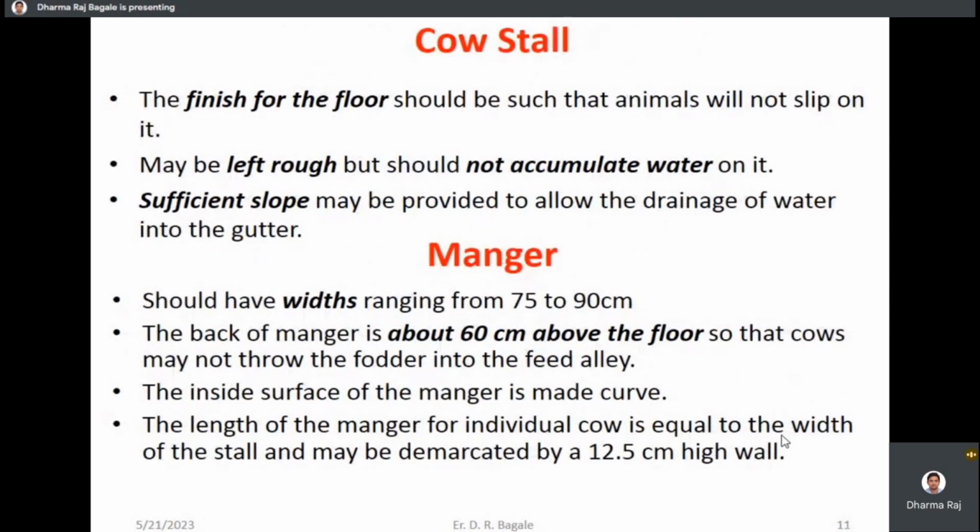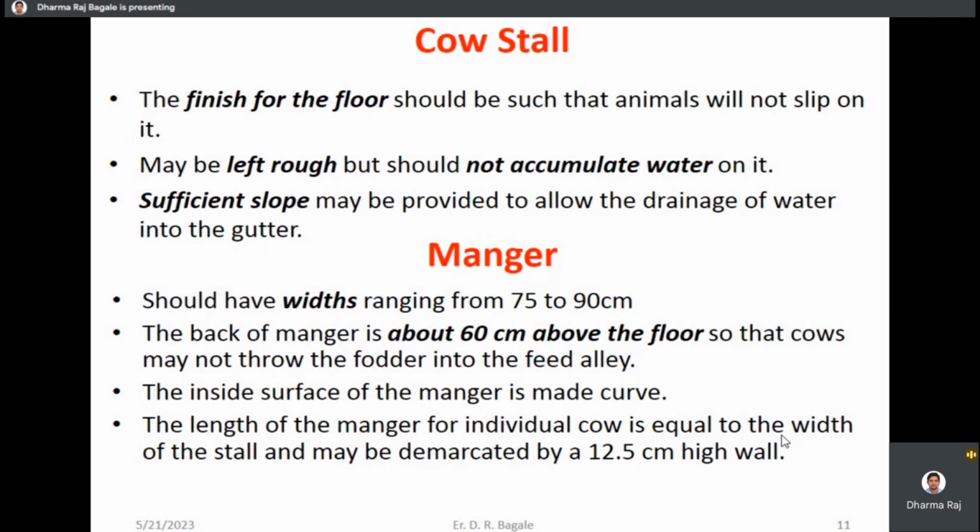Here also we will individually talk about the cow stall. The finished floor for the cow stall should be such that the animal will not slip on it. We already talked about it, and the water should not accumulate on it. We can keep some roughness, but water should not accumulate, and sufficient slope should be provided on the stall, so that the water or urine from this stall will move sufficiently to the gutter.